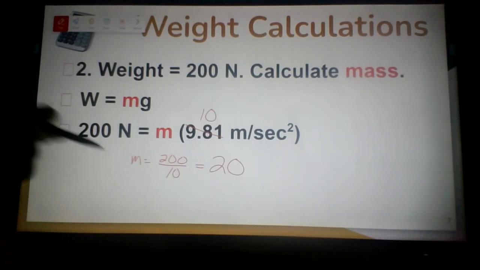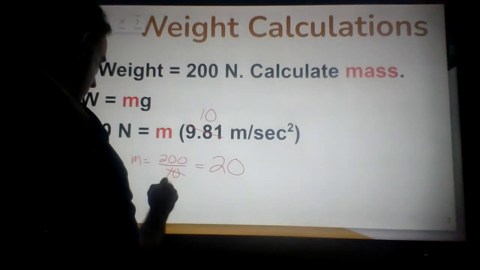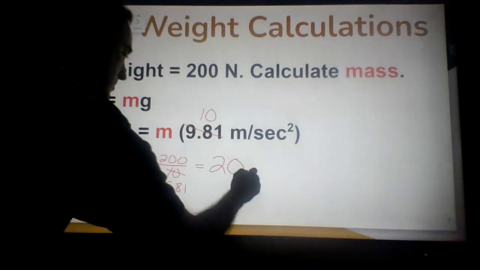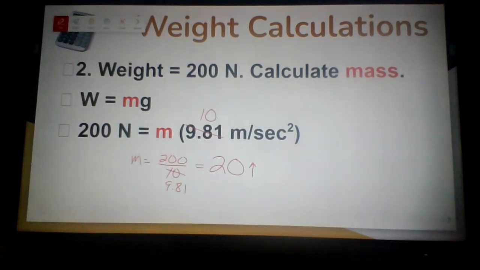But realize this time we're dividing by a number that is less than 10. That means we're actually going to end up, because we're dividing by less than 10, a tiny bit more than 20. Understand how numbers work. You'll know if you did the question correctly.